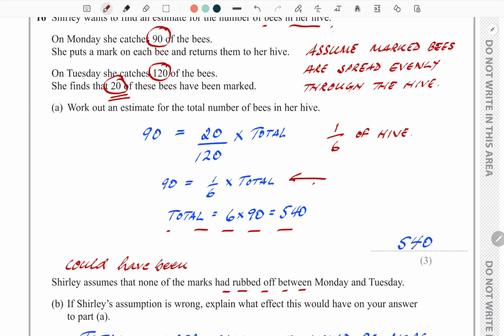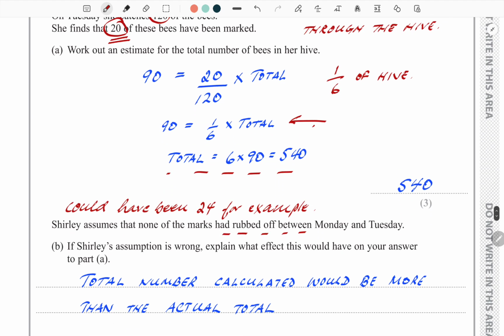let's see, what number shall we use for this? 24, let's say, all right? For example. All right. So we've effectively lost 4, all right? And that means that the actual proportion would have been bigger, not 1/6, but actually bigger. So in effect, if some of the marks had dropped off or been rubbed off, the total number calculated would be more than the actual total. In other words, it would have been a smaller figure.